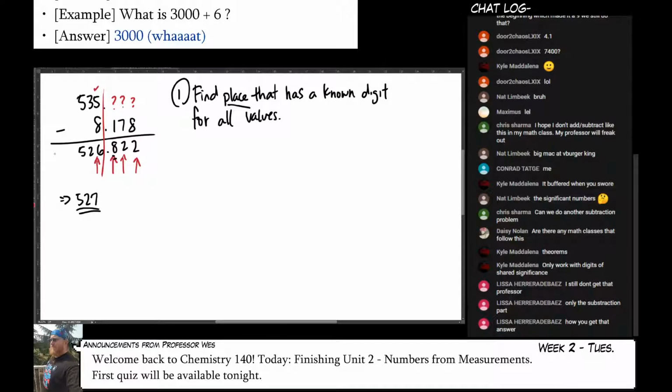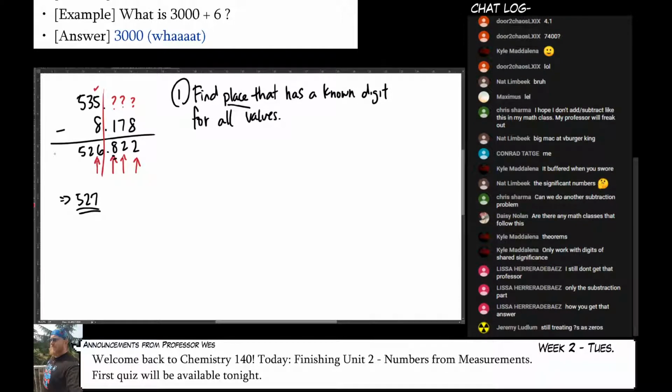We have to find the first one that has a known digit. That means it can't be a blank. It can't be a 0 that's a placeholder. It has to be a sig fig. So that ends up being the ones place because I have blank numbers here. I don't have sig figs here, so I don't know them.